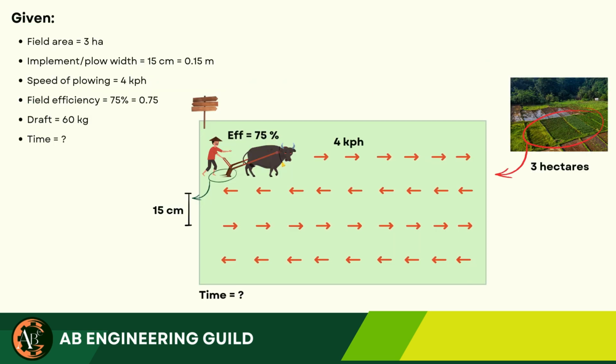To find out how long it takes to plow a 3-hectare field using an animal-drawn plow, we start by understanding the given values. The total area of the field is 3 hectares, which is equal to 30,000 square meters. The width of the plow implement is 15 centimeters, or 0.15 meters. The speed of plowing is 4 kilometers per hour. However, not all movement is productive, only 75% of the time is actually spent plowing, due to turns, adjustments, and rest periods. This is called field efficiency, and it is equal to 0.75. The draft, which is the pulling force required, is 60 kilograms, but we won't need that for this calculation.